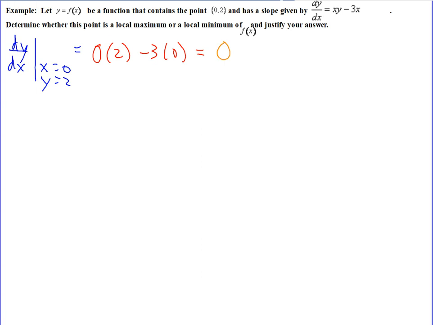So that means it's a critical point, and that could be a potential relative min or max. If you don't get 0 here, then it can't be a local min or max. You can stop right there. But since it is 0, we could have one. And now we just need to find the second derivative to determine the concavity. So take the derivative. The derivative of the first derivative is the second derivative. On the left side, e to the y squared, and on the right side, on x times y, we have to use the product rule.